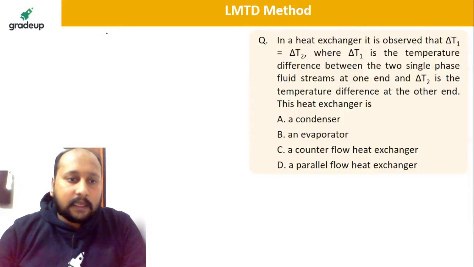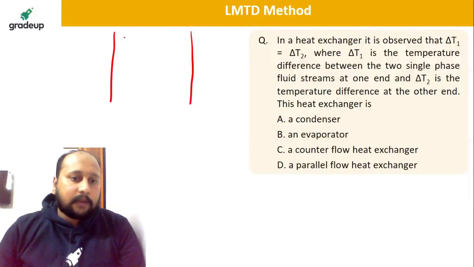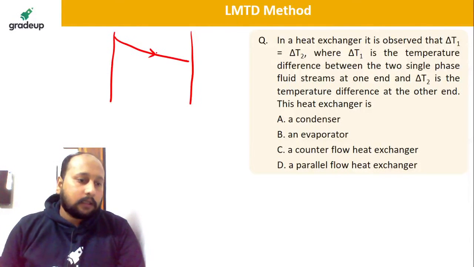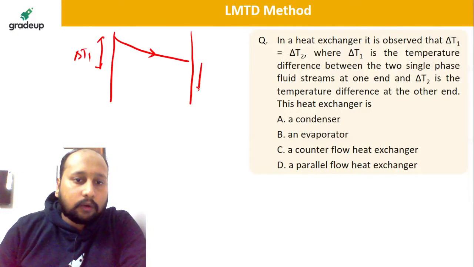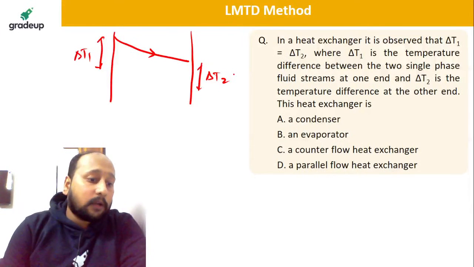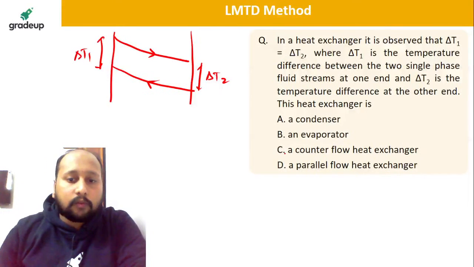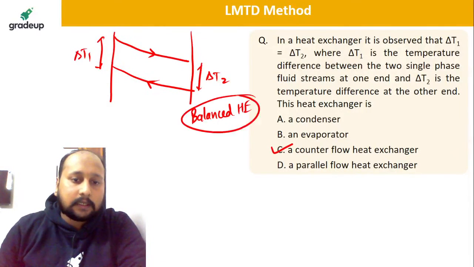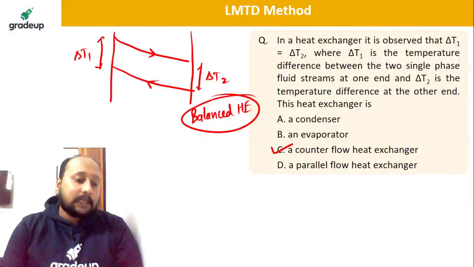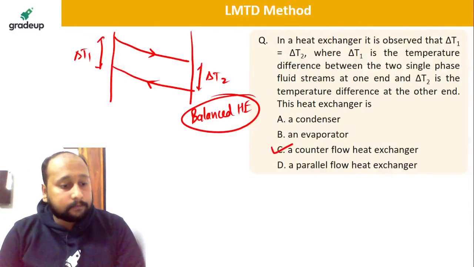Now in the question, what they are saying, let us suppose I'm having a hot fluid which is going like this. The temperature difference delta T1 is equal to the temperature difference delta T2. This is only possible in which heat exchanger? This is only possible, my dear friend, in the counter flow heat exchanger. Precisely, we are talking about a balanced heat exchanger. Remember, just now we have discussed this. Option C.